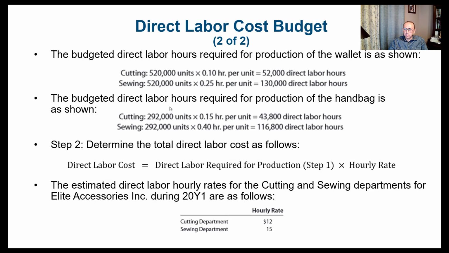So the budgeted direct labor hours required for production of the handbag would be done very similarly. Instead, we're using the number of units to be produced by the budgeted hours per unit. And we get the direct labor hours for the cutting and for the sewing. In the second step, we determine the total direct labor cost, and this is basically the direct labor hours required for production multiplied by the hourly rate. And here is where we involve the dollar values. The cutting department hourly rate is $12, and for the sewing department it is $15.